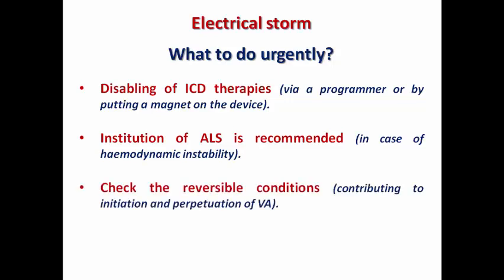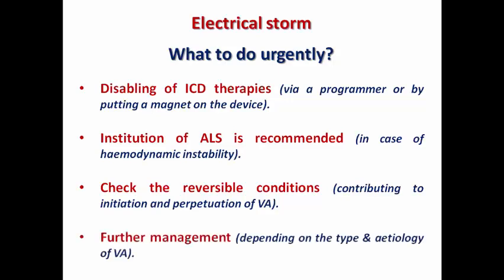Check the reversible conditions that may contribute to the initiation and perpetuation of VT. Most importantly, coronary ischemia or electrolyte imbalance, which may need immediate action, like transferring the patient to the cath lab if the patient is suspected to have acute MI, or giving IV electrolyte replacement, like in case of severe hypokalemia, hypomagnesemia, or hypocalcemia. And then the further management depends on the type and etiology of the ventricular arrhythmia.